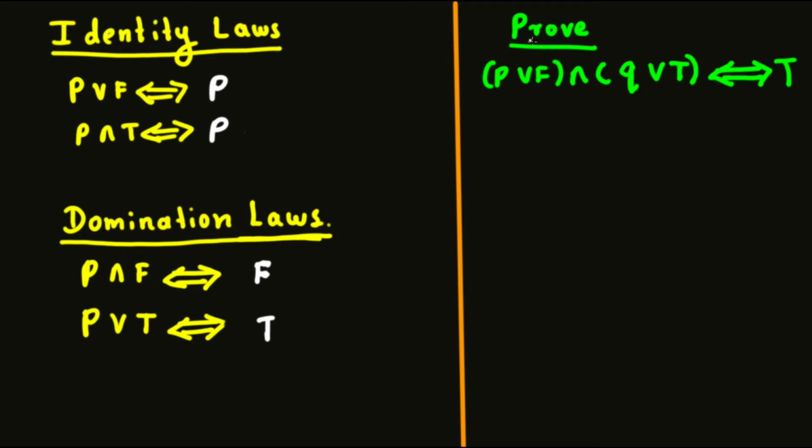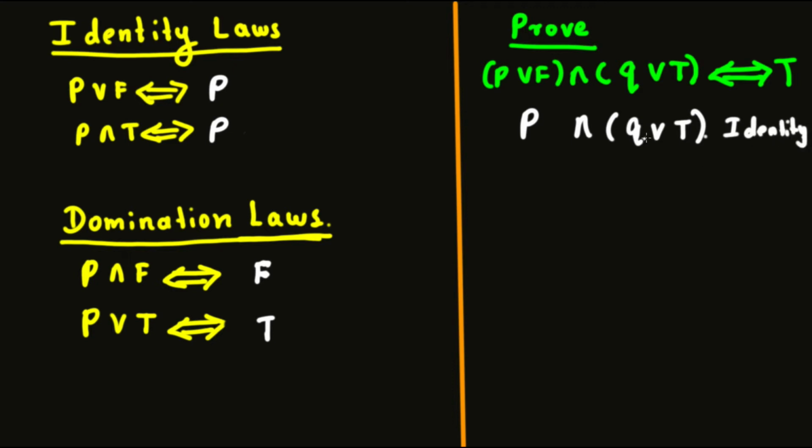Now let's go ahead and try this problem. Here the question is asking, prove P or false and Q or T is equal to true. Every time we apply some law, we have to mention it. So here P or false. If you look at this one, P or false is equal to P, right? So that goes under identity law. So we can rewrite this as P and Q or T. Each time we apply a law, we have to mention it right here. We used identity law, so we write identity.